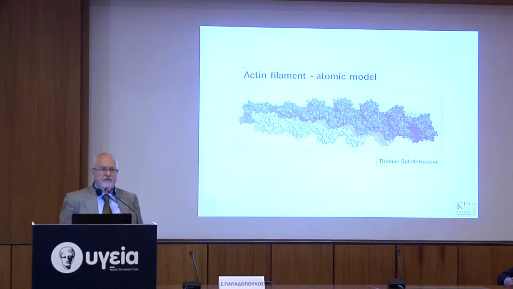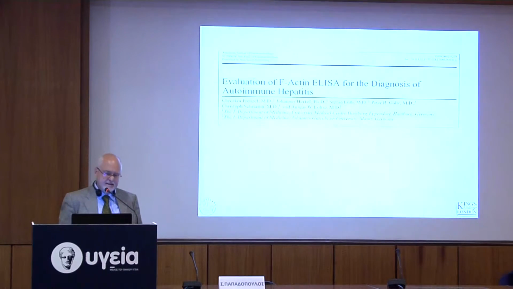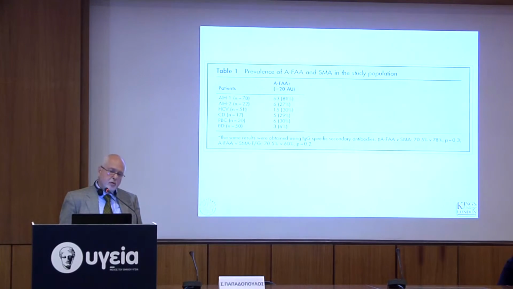And people say, if it is the actin pattern and there is the molecule of actin, why don't we set up an ELISA? And this is what people have done. They have purified actin and they set up ELISAs. And there are a number of reports, and I'll just quote one. As you see there, using this ELISA, you will find positivity in 80% of patients with autoimmune hepatitis, but also in almost 30% of patients with hepatitis C, using a cutoff point of 20 arbitrary units.